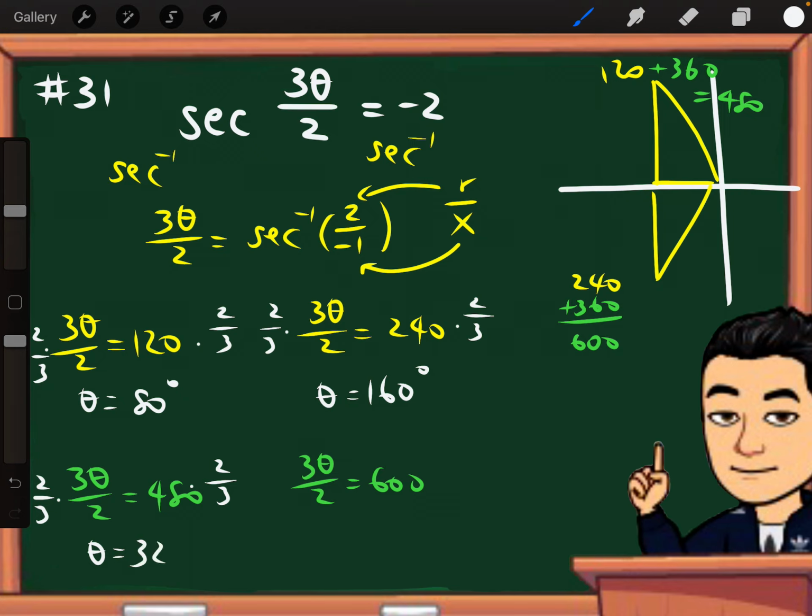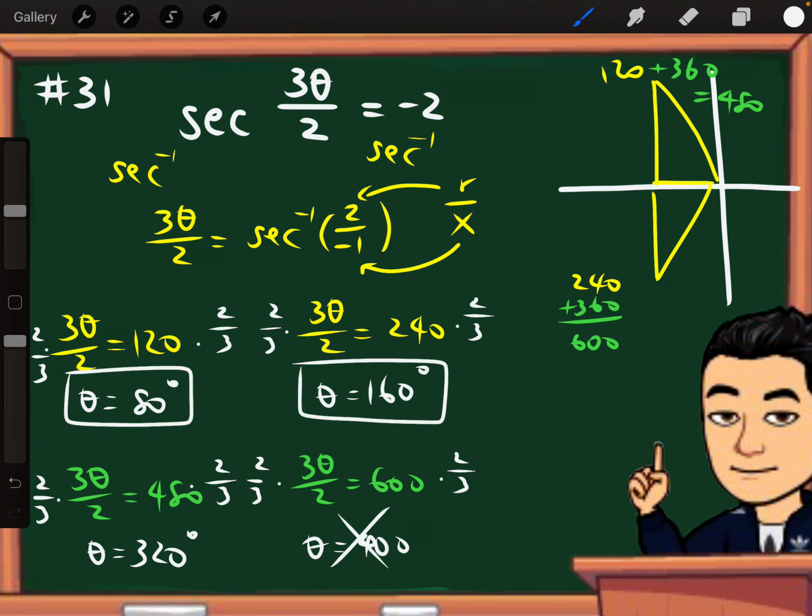Okay, so I'm going to get 320 degrees, and that's going to be my answer as well because it's below 360. And I'm going to multiply by 2/3. So theta is going to equal 400. Okay, so we're only going to be taking answers between 0 and 360. So I'm not going to take this one, but the 80, 160, 320 are going to be my answers.